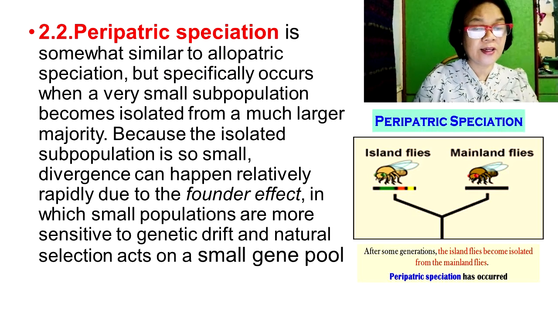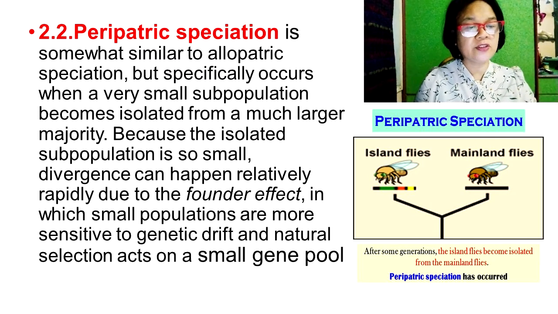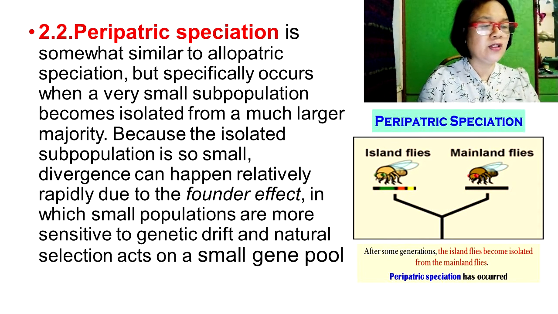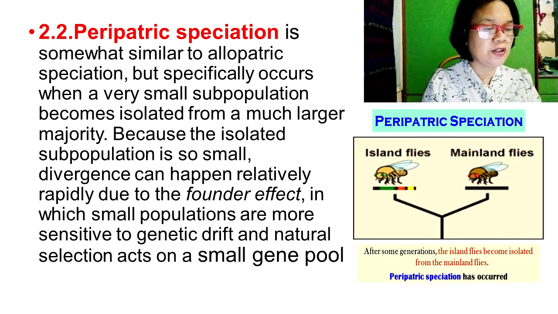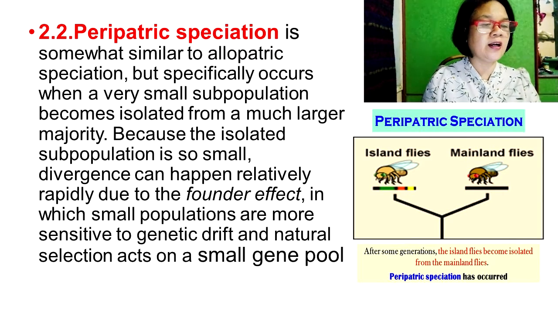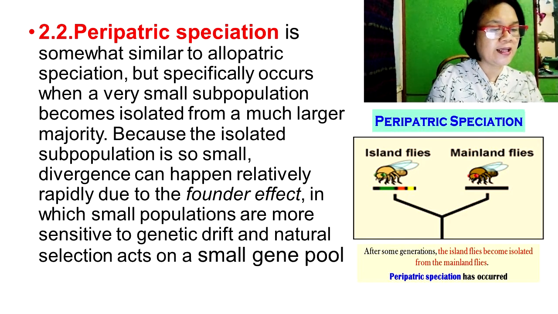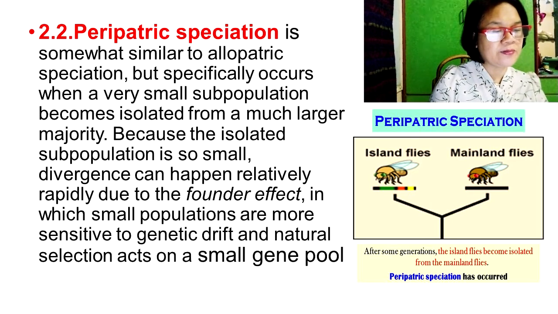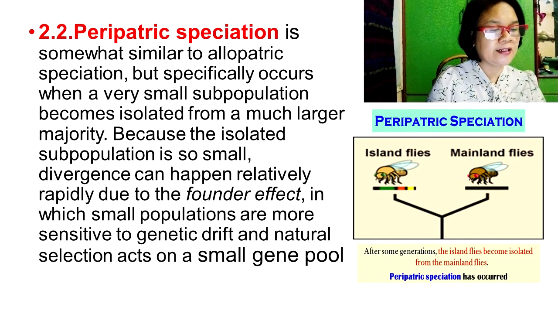This founder effect, in which small populations are more sensitive to genetic drift and natural selection, acts on a small gene pool. So in peripatric speciation, after some generations, for example, there are two particular species living on an island. We call the first one the island flies, and the other one is the mainland flies, or langaw. The island flies become isolated from the mainland flies.